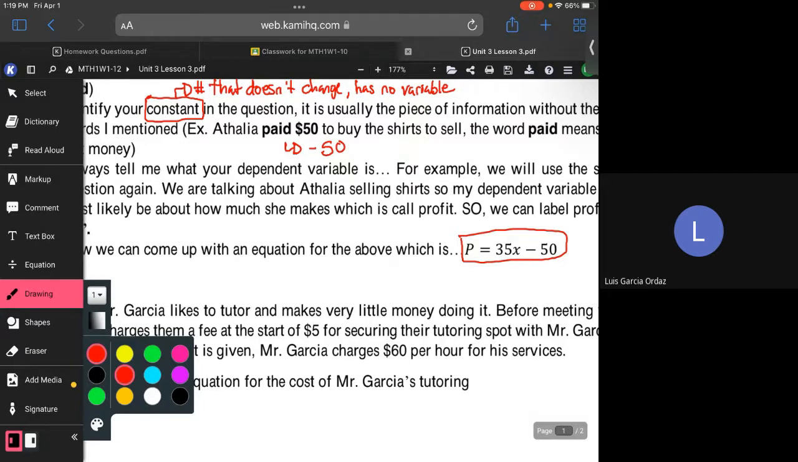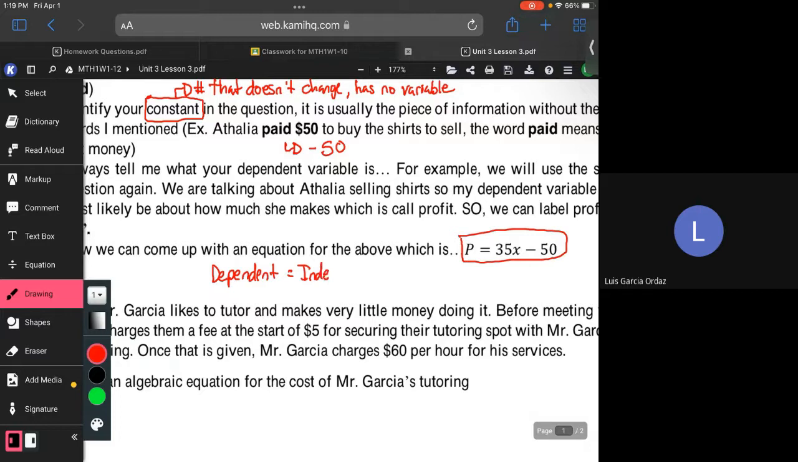So usually how you'd write this is your dependent variable is going to be on the left side, is equal to the independent variable plus your constant.